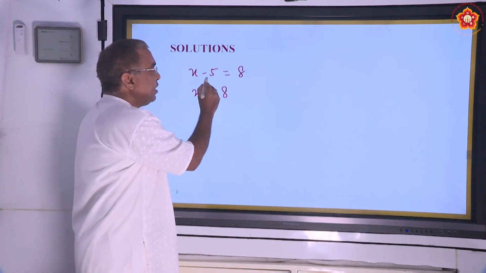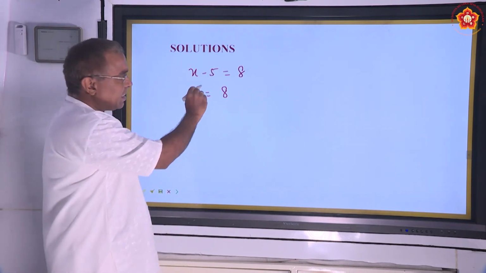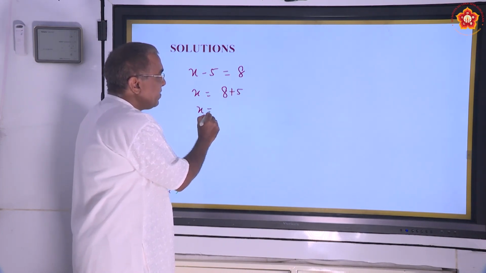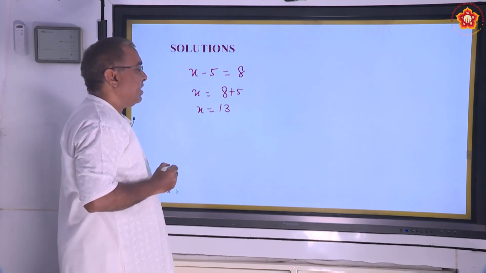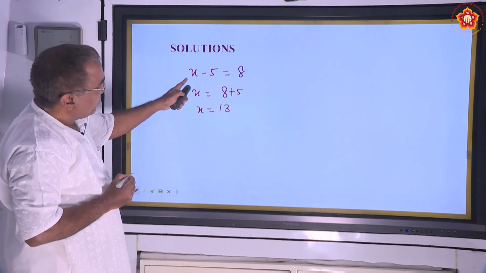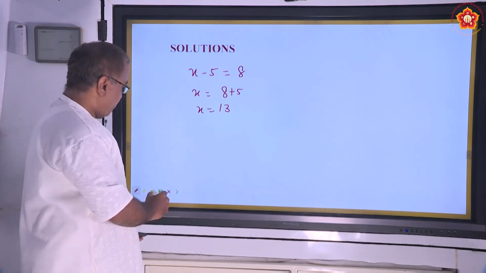So, 5, when it is transposed from the left hand side to the right hand side, the sign changes. Minus 5 will become plus 5. So, that implies x value equals 8 plus 5, 13. So, this is going to be the solution of the given equation x minus 5 equals 8.